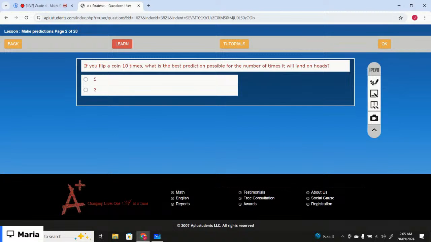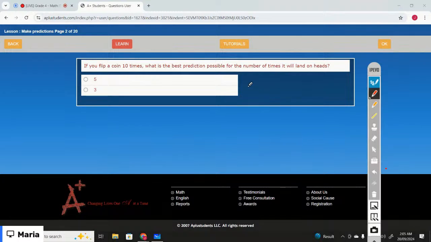If you flip a coin 10 times, what is the best prediction possible for the number of times it will land on head? So just now I explained you have two outcomes for the coin, head and tail. The probability of head is 1 out of 2 because you have two outcomes. The total outcomes are 2, and the favorable outcome is the head, which is 1. So that is 1 over 2. That is the probability of head.